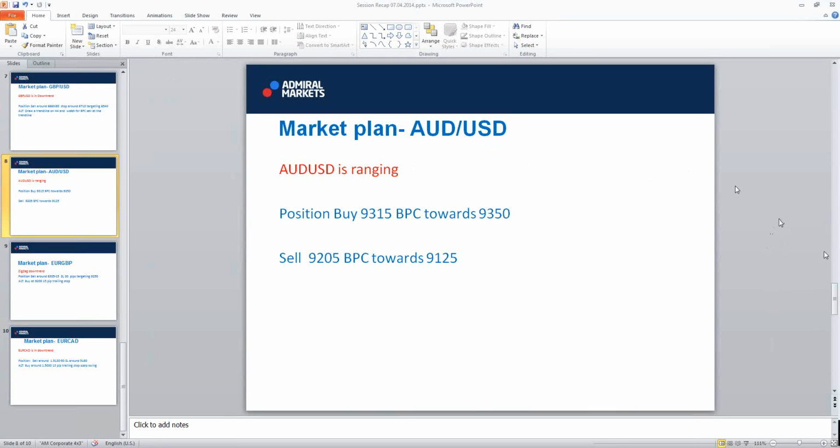And you are right, Rue, yes, Aussie dollar is making currently a dark cloud. It can be bearish on daily, yes.